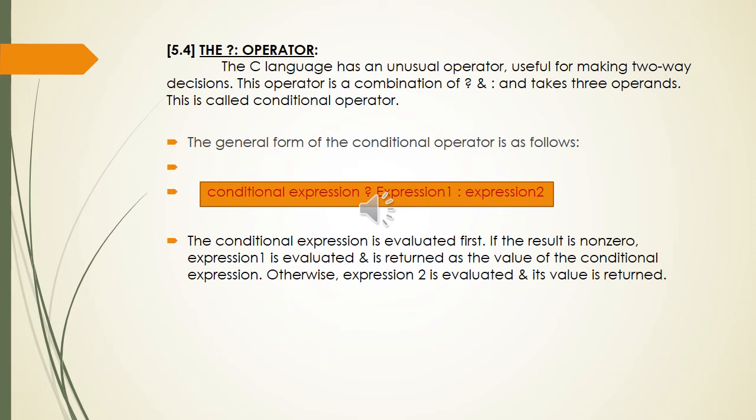The conditional expression is evaluated first. If the result is non-zero, or if the conditional expression is true, expression 1 is evaluated and returns the value of the conditional expression. Otherwise expression 2 will be evaluated. It means if the conditional expression is false, expression 2 will be evaluated and it returns the value.